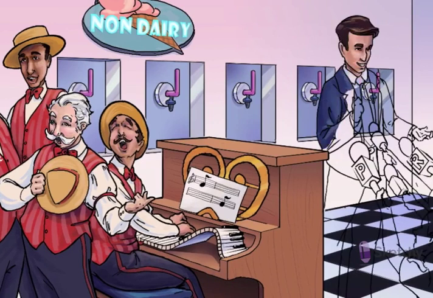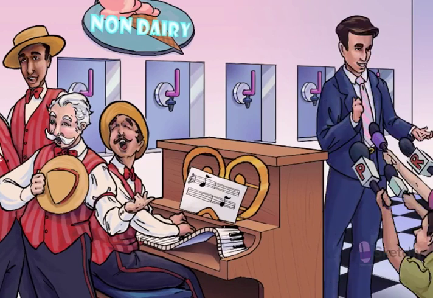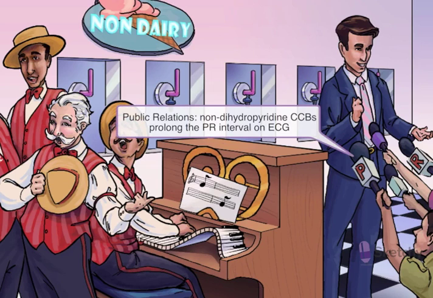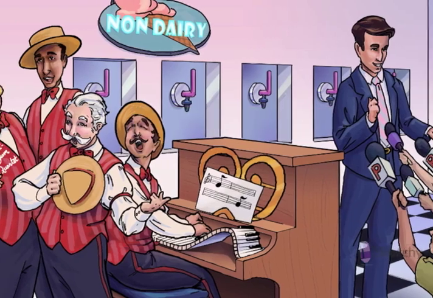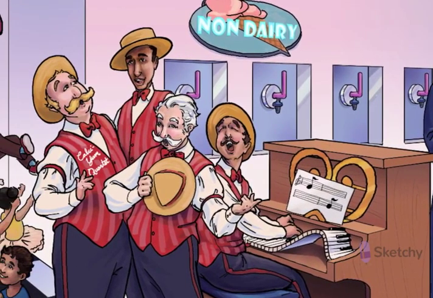Remember that nodal blocking agents, such as calcium channel blockers, can cause a prolonged PR interval on ECG, because conduction from the atrial P wave to the ventricular QRS complex is delayed. Well, to emphasize PR, we've brought in the public relations manager of the Calcium Ice Cream franchise, announcing the news of free ice cream for the first 100 customers. No wonder there's a riot.